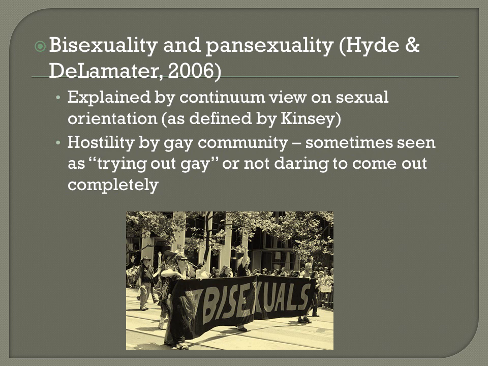When it comes to bisexuality and pansexuality, it is explained by a continuum view on sexual orientation, as I indicated earlier. Your textbook talks about the Kinsey study. So again, it's the idea of a line, looking at a line instead of a dichotomy, where you would either check over here or check over here. So some people are attracted to members of both sexes, and that would be considered bisexual.